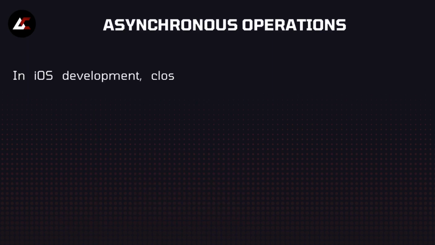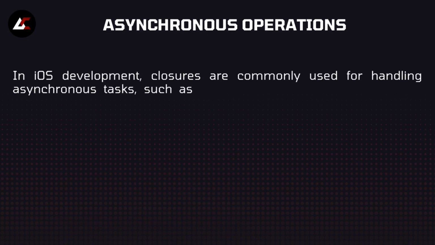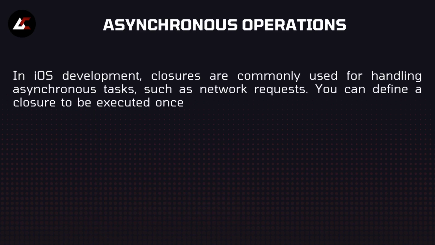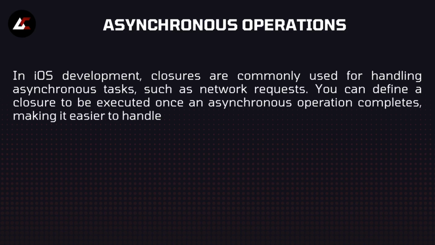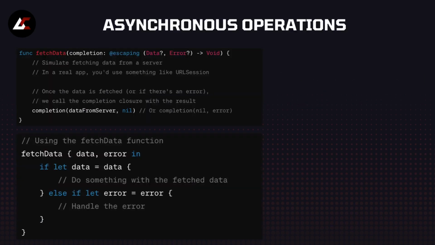Async operations. In iOS development, closures are commonly used for handling asynchronous tasks such as network requests. You can define a closure to be executed once an asynchronous operation completes, making it easier to handle asynchronous code flows. As per this example, fetch data is a function that takes another function, the closure, as an argument. This closure tells fetch data what to do once it is done fetching data.